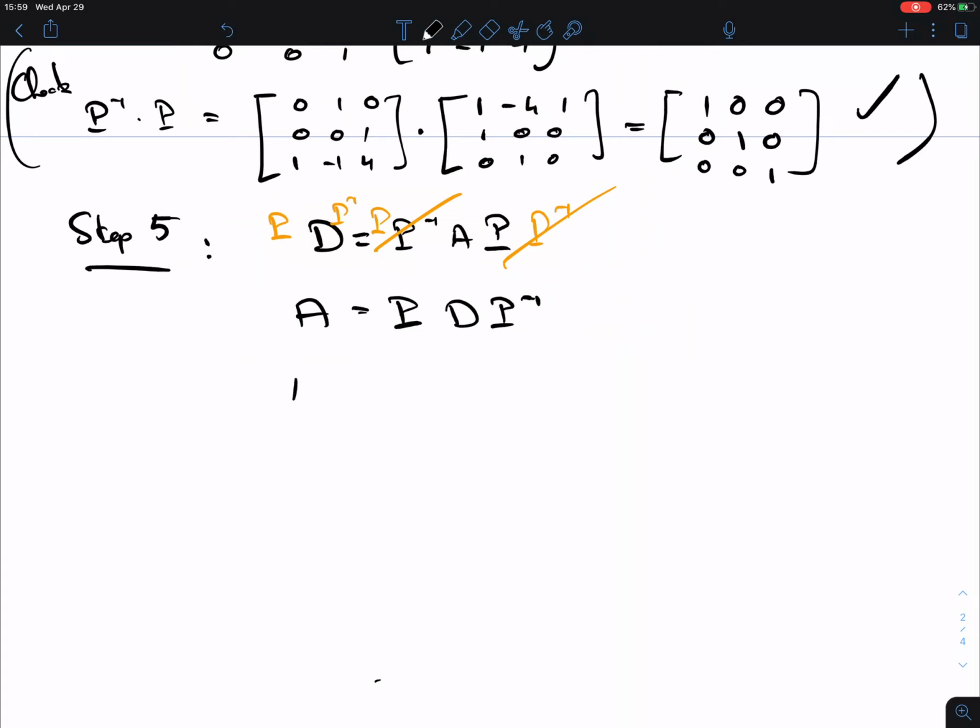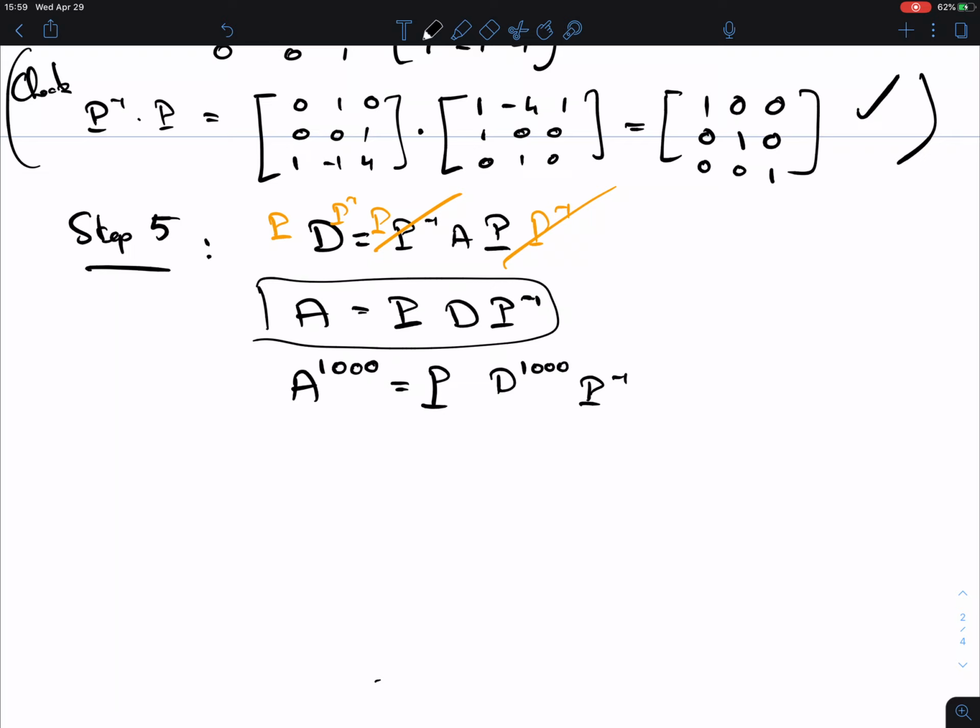Good. So we needed A to the power 1000, which looked like a horrible thing to do, but it's actually very simple here because this is the same as P D to the power 1000 P inverse. Okay, remember how this worked, right? Whatever the power, the powers don't affect the P because the P's keep cancelling each other out, the P and the P inverses.